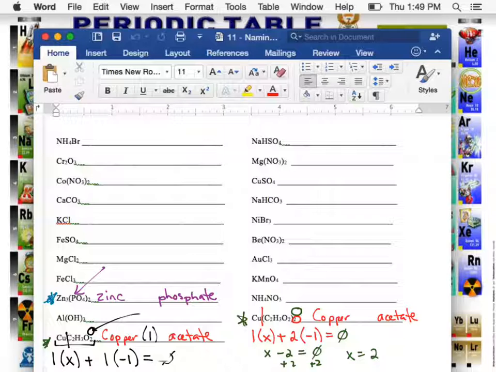x equals 2. What did I say x was? Do not tell me 2. It's the charge on our copper. Where do I specify the charge in the name? Roman numeral right after the element it's referencing, and I get copper 2 acetate.